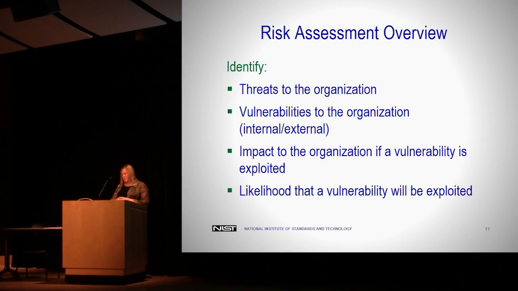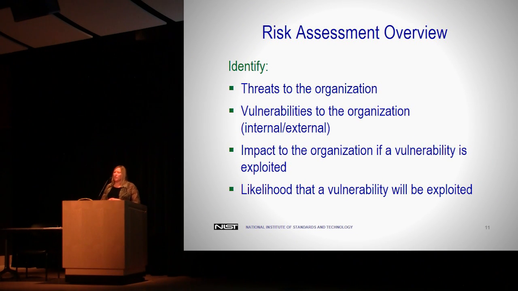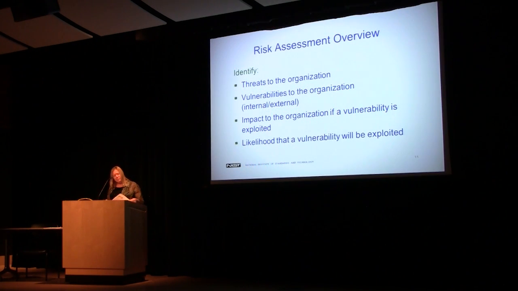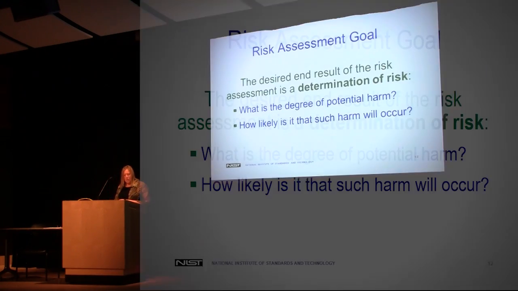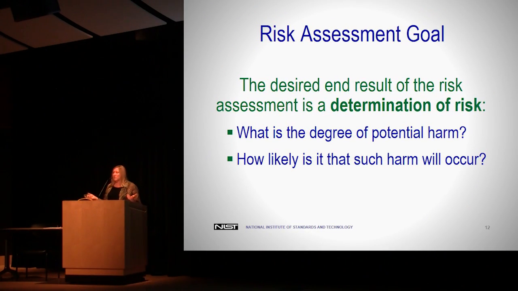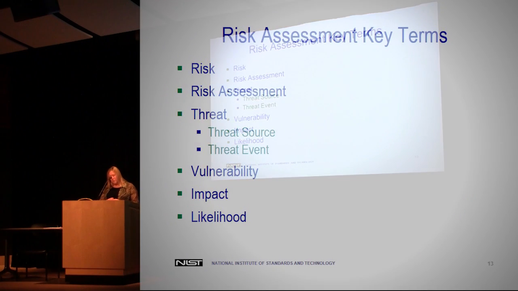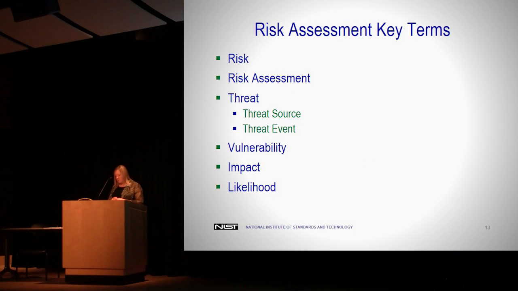So the risk assessment overview is, again, like I said, identify what are the threats to the organization, how is the organization vulnerable or is it vulnerable, what's the impact if a vulnerability is exploited, and how likely is it that that is going to happen. So the goal of the risk assessment is a determination of risk. So again, what is the degree of potential harm, and how likely is it? You're going to hear this over and over, and this is what we determine when we do a risk assessment. So some key terms: risk, a measure of the extent to which the entity is threatened.